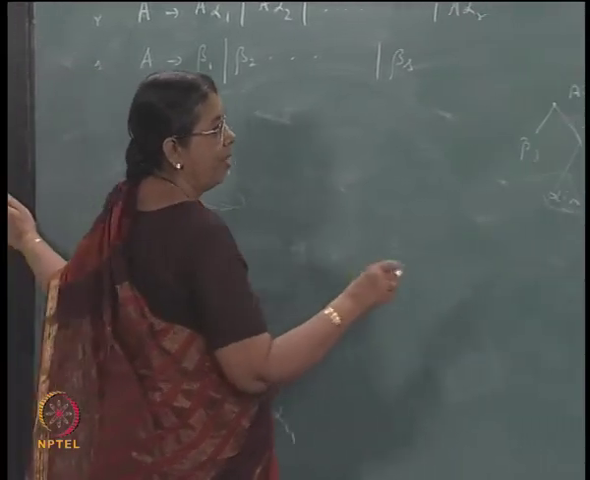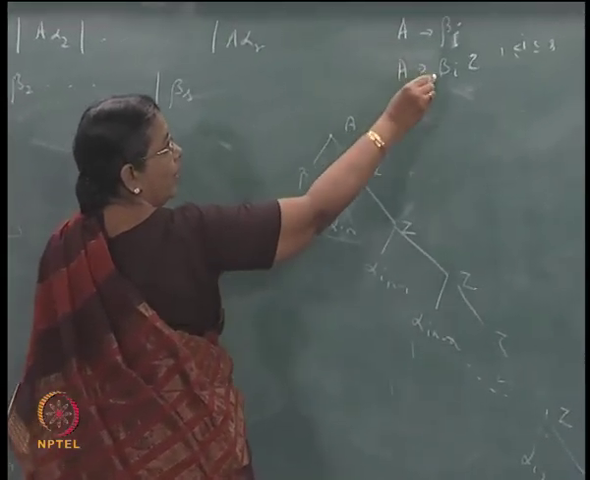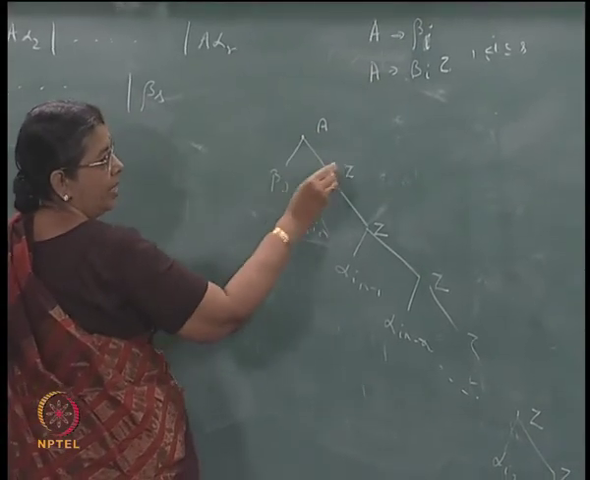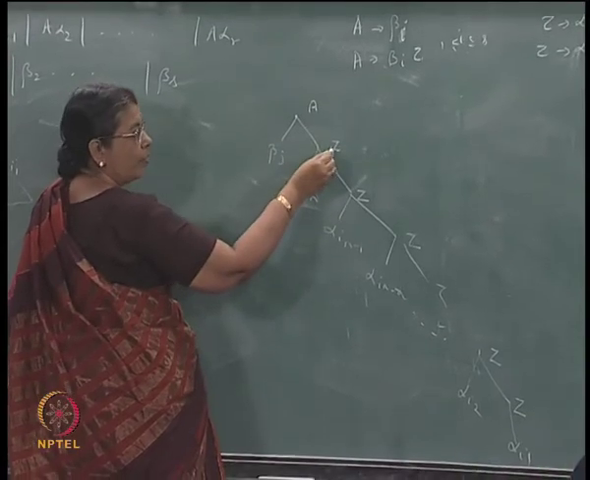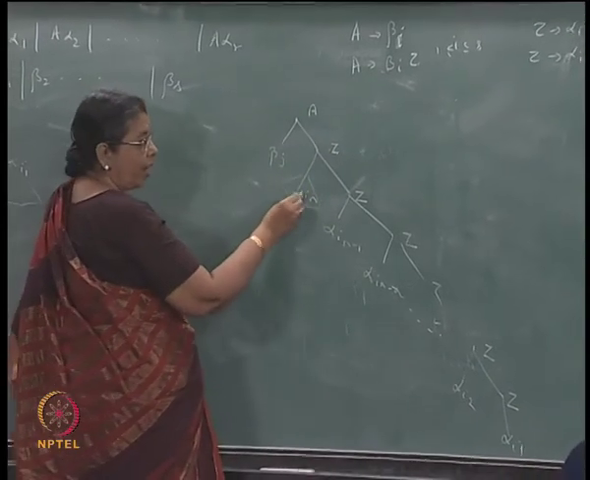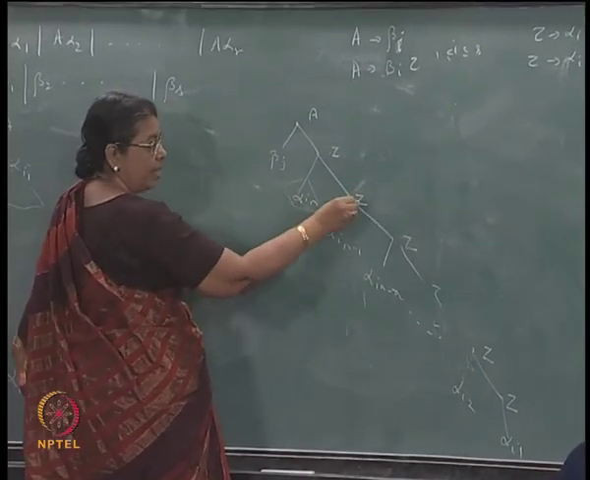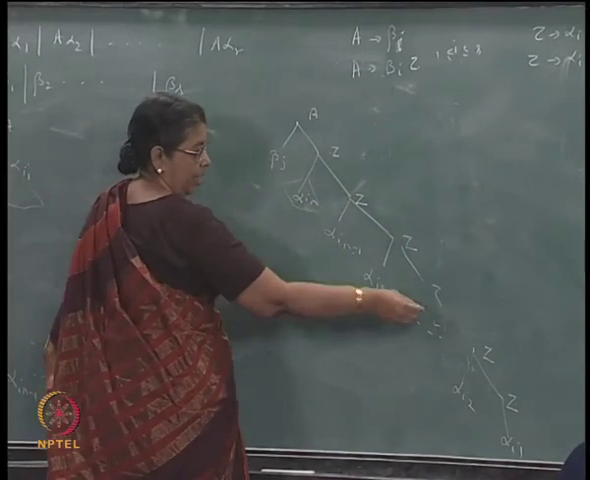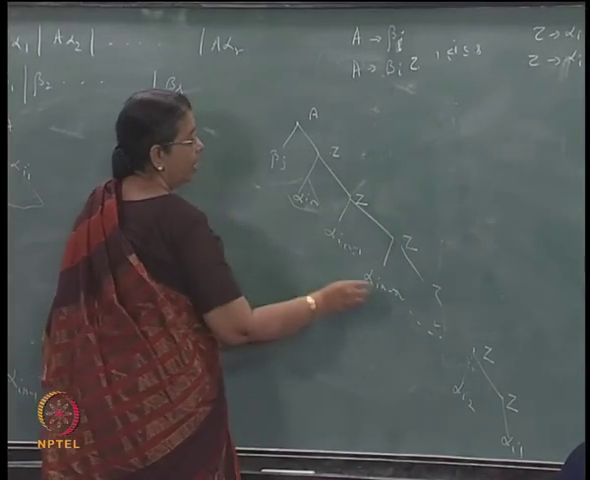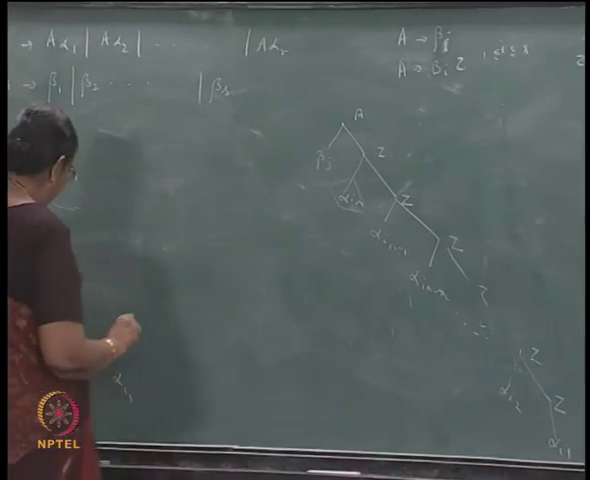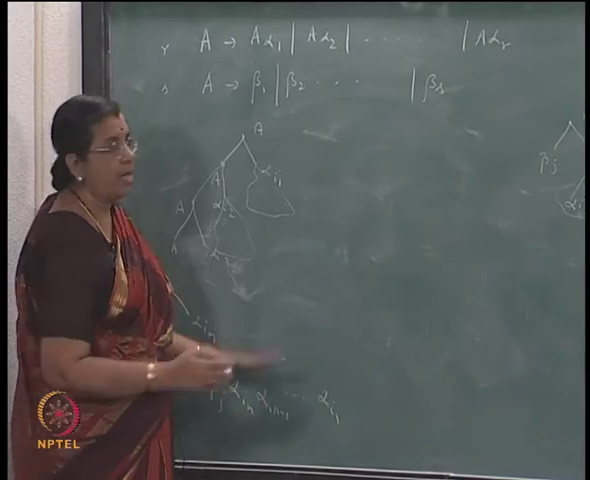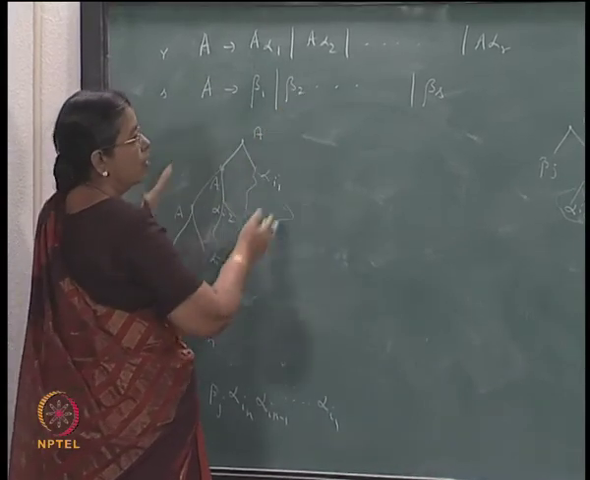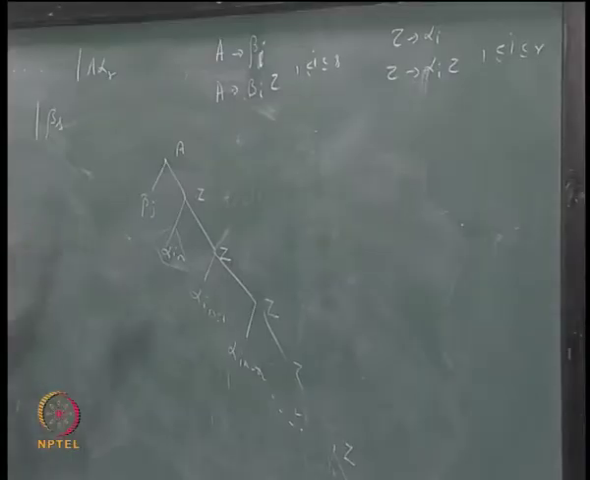Here you have the same effect by using this rule first. A goes to beta j Z, so beta j is generated, then you can use the rule of the form Z goes to alpha I n Z, then Z goes to alpha I n minus 1 Z and so on. So, you will get the same string beta j alpha I n etcetera. So, the effect of using such rules you can obtain from this also.